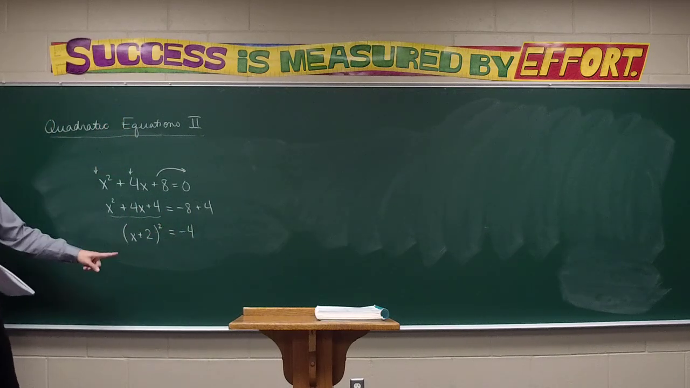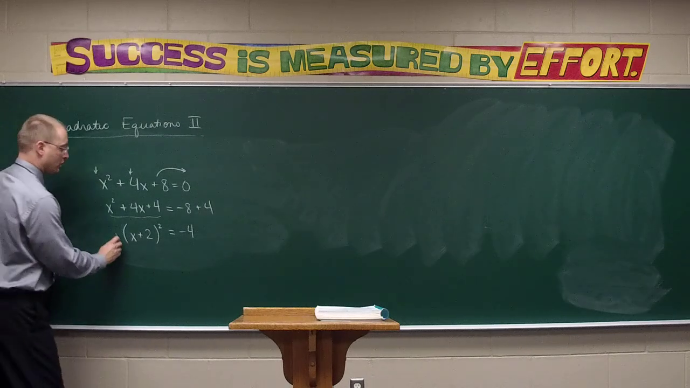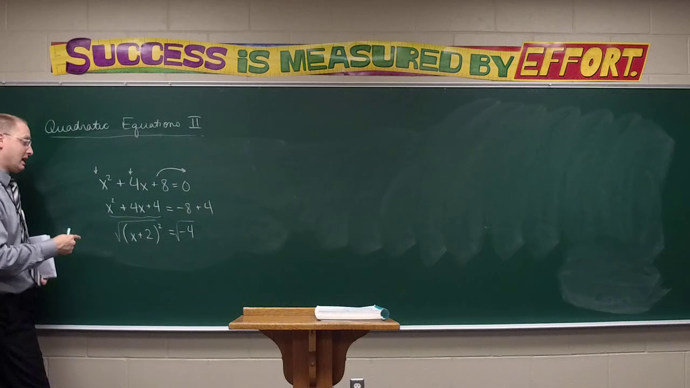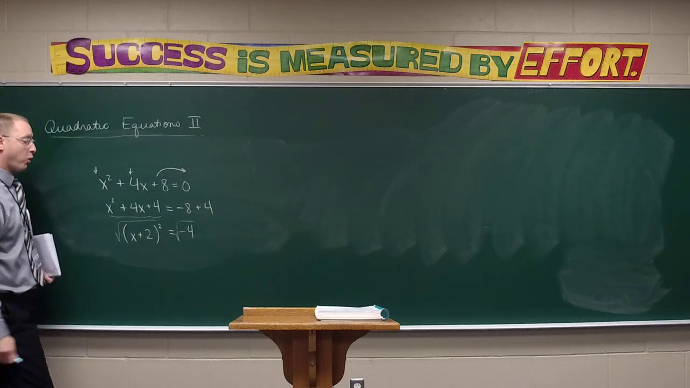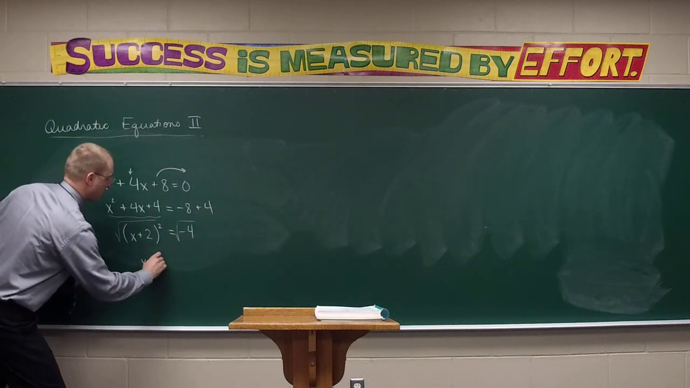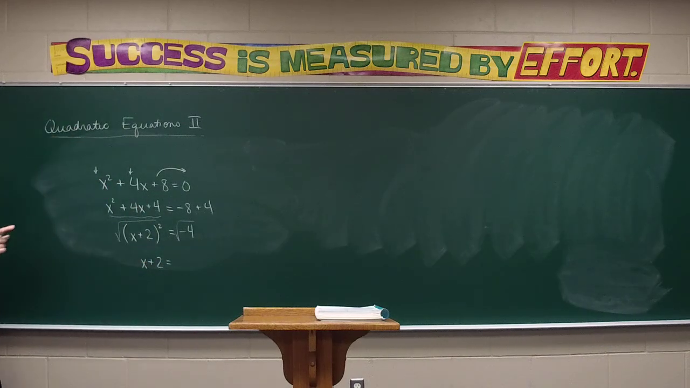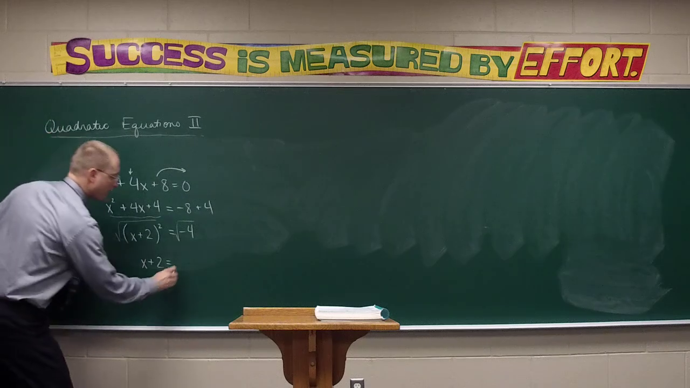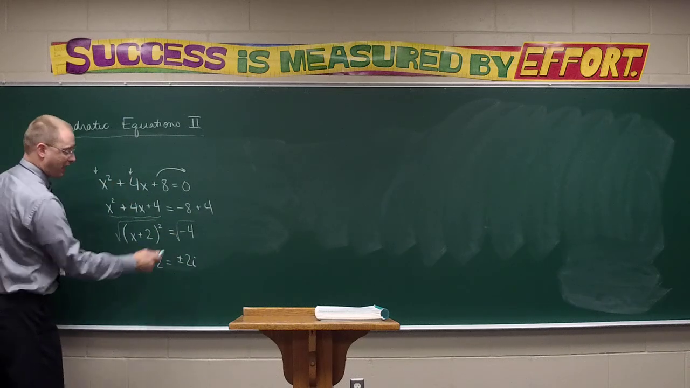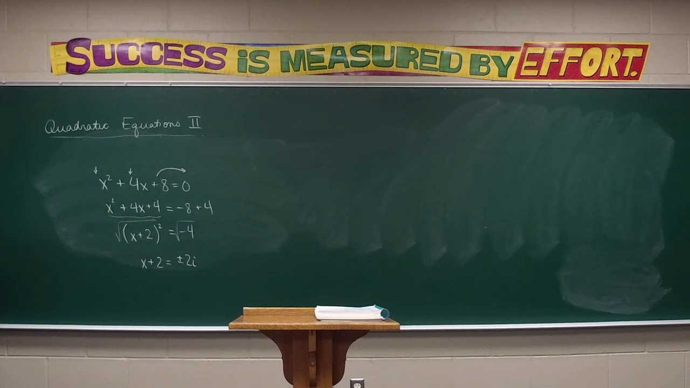Because my next step is to take the square root of both sides. And we couldn't do that before. But now we can. We take the square root of x plus 2 quantity squared. Well, the square root of x plus 2 squared is just x plus 2. And on the other side, what are the square roots of negative 4? 2 square roots, though. Positive negative 2i. Pull out your i. The square root of 4 is 2. Don't forget your positive negative 2i.